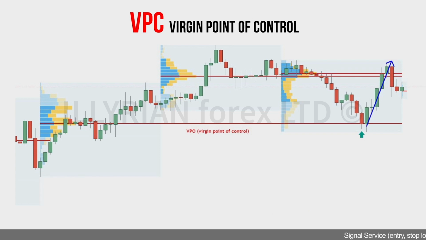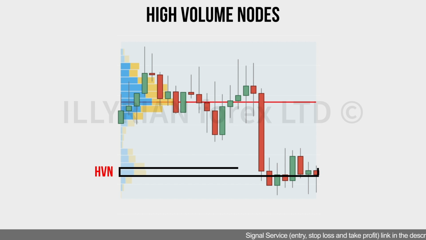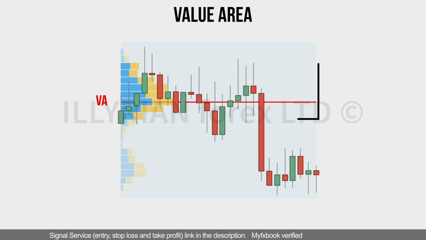High volume nodes, HVN. Subsequences in the chart with high volume activity. While not as powerful nor symbolic as the POC, the HVN is also a powerful area, as it also represents increased trading activity.